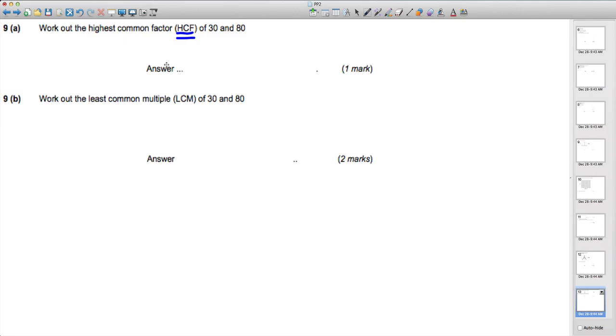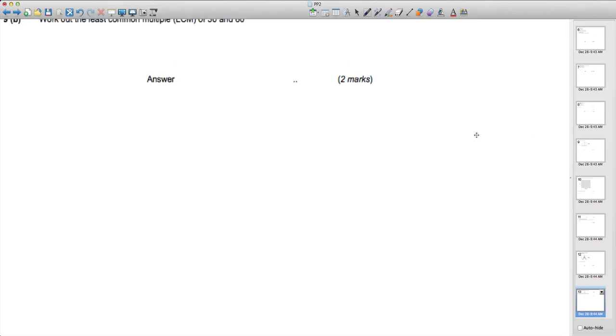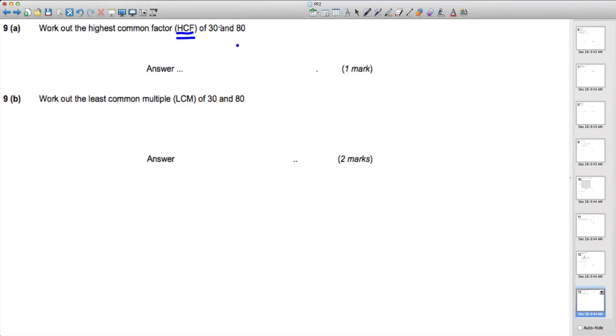Now, if you think about it, you could do it by listing out the factors of 30 and listing out the factors of 80. 30 would be 1 and 30, 2 and 15, 3 and 10, 4 doesn't go in, 5 and 6, and then you're done.